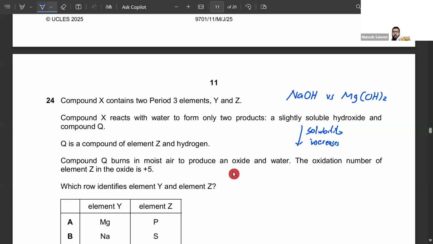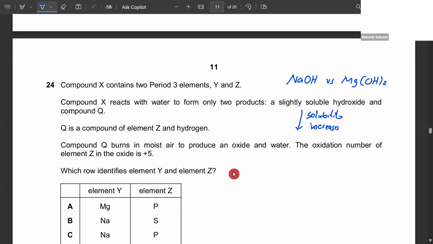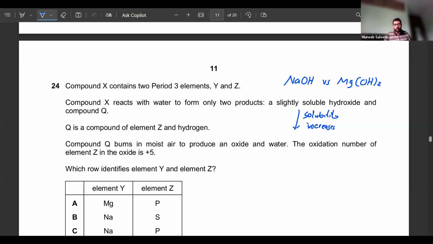That means if we look at here, magnesium is present just below the beryllium, so by that we can say that magnesium will have low solubility, and we have only two elements present. So magnesium is the one having less solubility in its group.